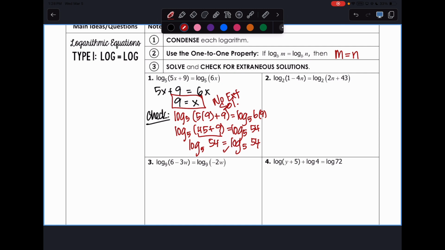Log base 2. Oh, it's the same thing. You guys are okay with number 2 being skipped? Yeah. Number 3? Yeah. Number 4. Let's do number 4. Yeah. We trust your judgment.